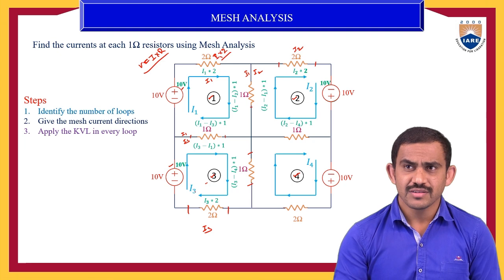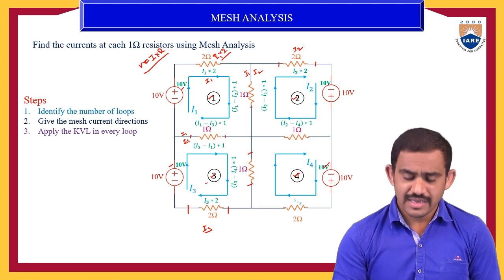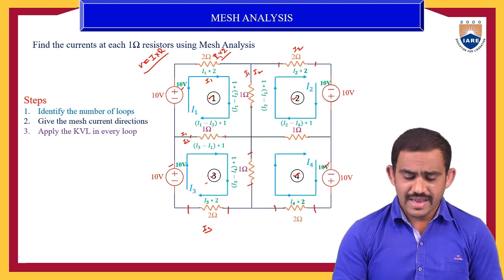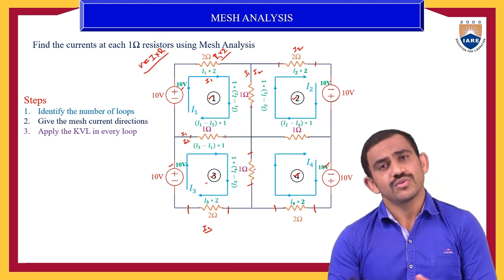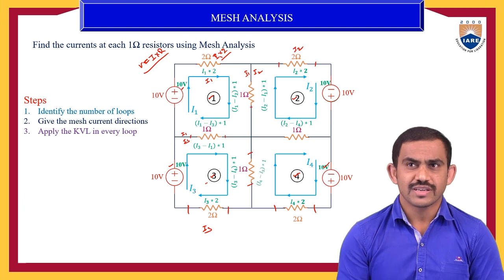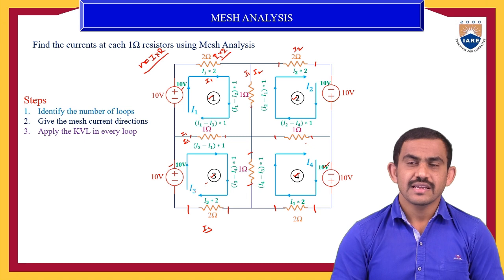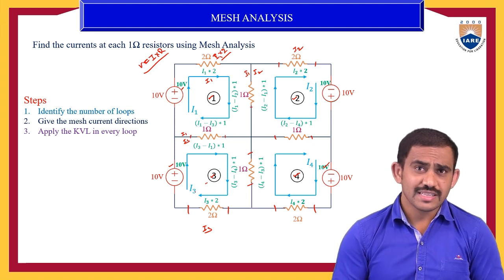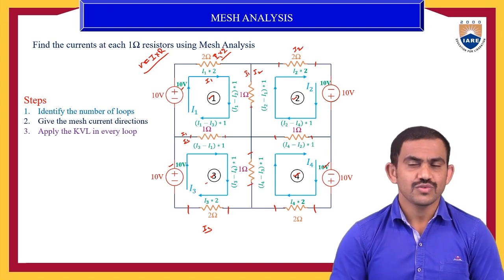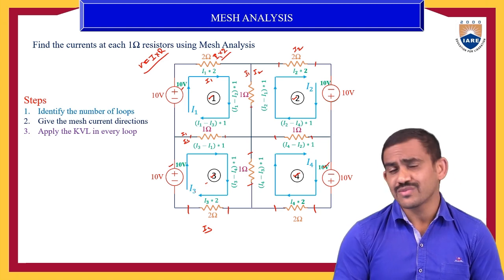Next, loop 4, we again have a 10 volt source. Then the voltage across the 2 ohms is the same, we have only one current, that is I4 into 2. And at 1 ohm, now I need to follow loop 4 current, that means I4 minus I3 into 1, that is the voltage across the 1 ohm resistor. And we have one more resistor here, again the same, I need to follow loop 4 current, that means I4 minus I2 into 1, that is the voltage drop across 1 ohm. So every element has a different voltage drop.